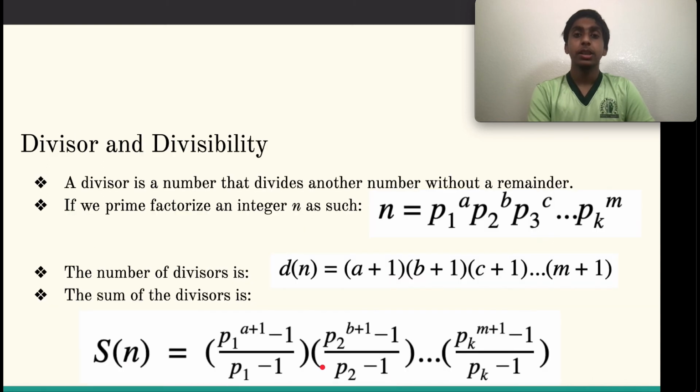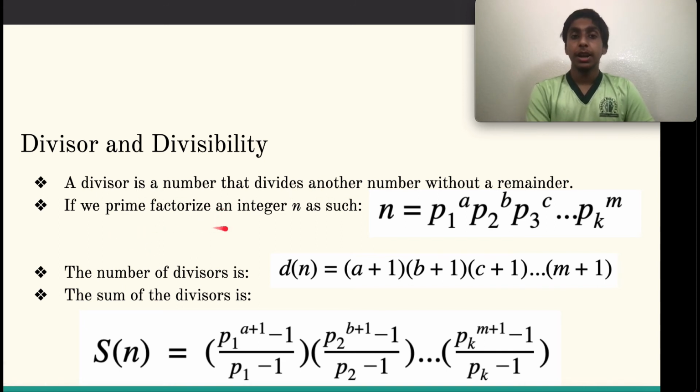Okay, now let's move on to divisor and divisibility. So a divisor is a number that divides another number without a remainder, right? That should be pretty simple. We all learned this when we were in elementary school, right? A divisor is a number that divides a dividend.